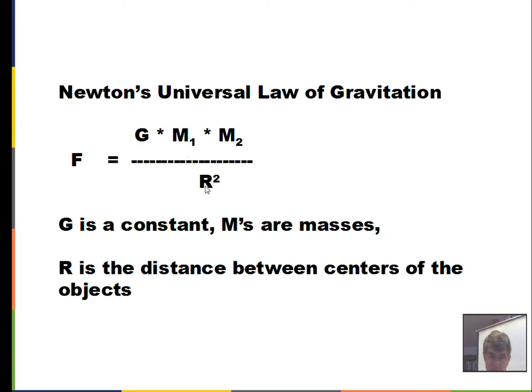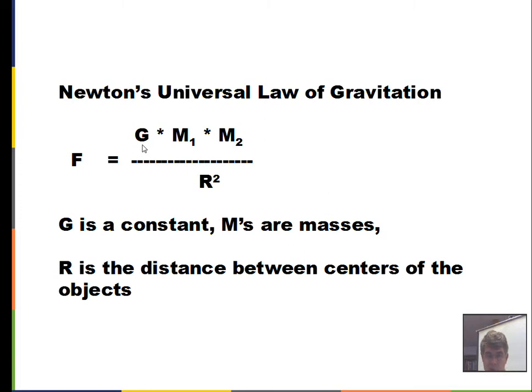We must then divide by the distance between the centers of the objects, and we're just going to assume we have circular or spherical objects. So G m1 m2 over r squared, Newton's universal law of gravitation. The capital G is a constant, 6.67 times 10 to the minus 11 in the metric units. Newton did not know the value of capital G.